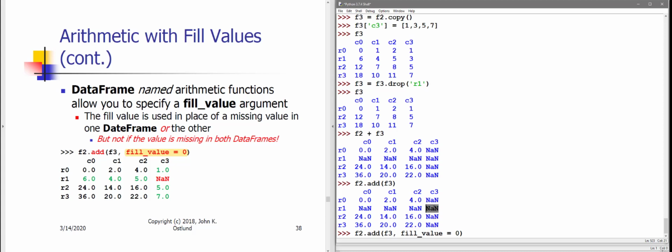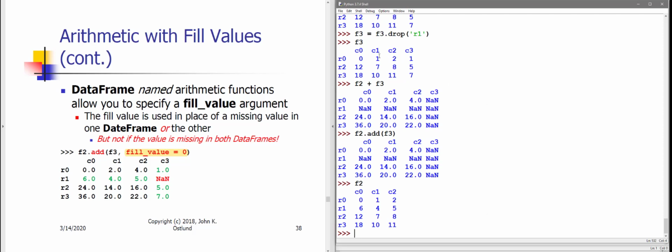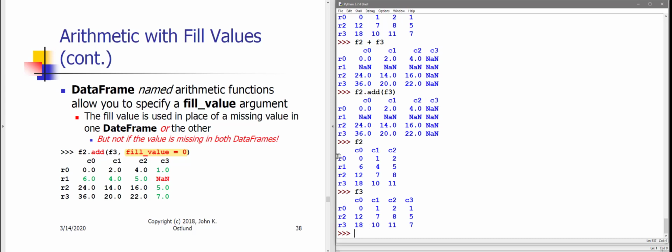Now, if you take a look at F2 and F3, though, probably I should do that. Let's delete this, and let's remind ourselves what F2 looks like. All right, I've got F3 up here, but let me display it again. All right, so F2 is missing column C3. F3 is missing row R1. Both of them are missing cell R1C3. So R1C3 has no data from either one of these two data frames.